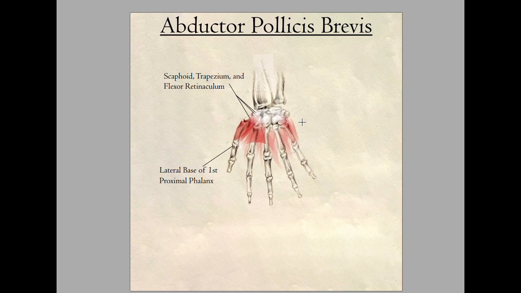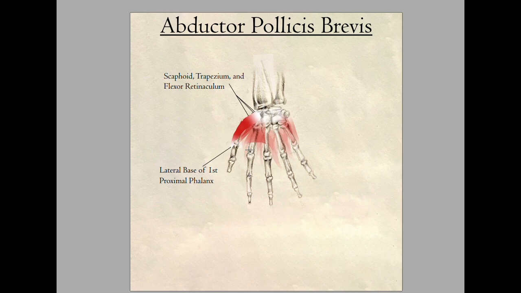And just like we saw over here, the abductor being on the outside, we're going to have the abductor on the outside again. Okay, so the abductor pollicis brevis is going to attach to the scaphoid, trapezium, and flexor retinaculum. Notice that pretty much all of these thenar muscles are attaching to the same place on the carpus. And then from there, the abductor pollicis brevis is going to attach to the lateral aspect of the base of that first proximal phalanx to essentially assist in abduction at the first metacarpophalangeal joint.